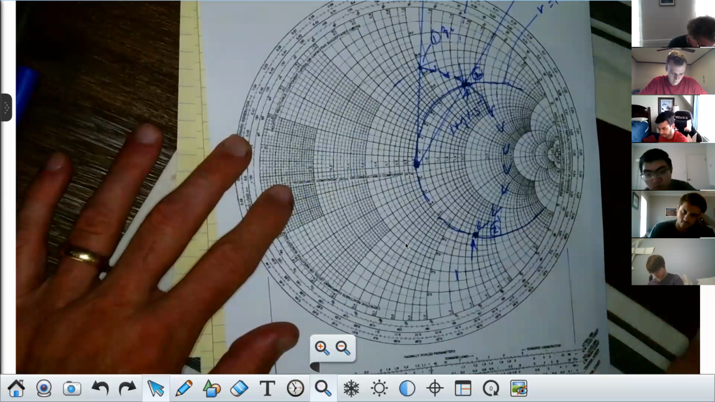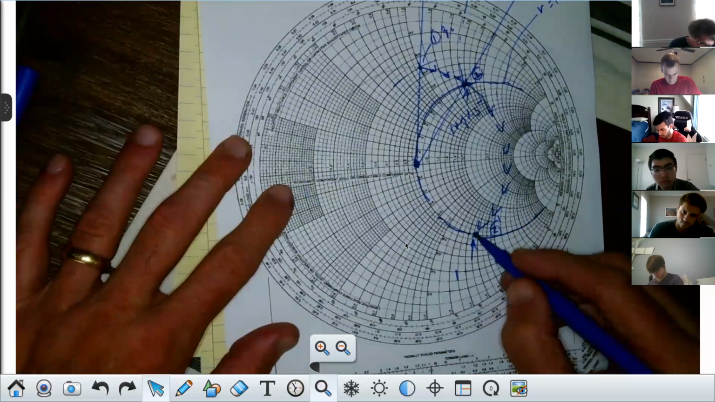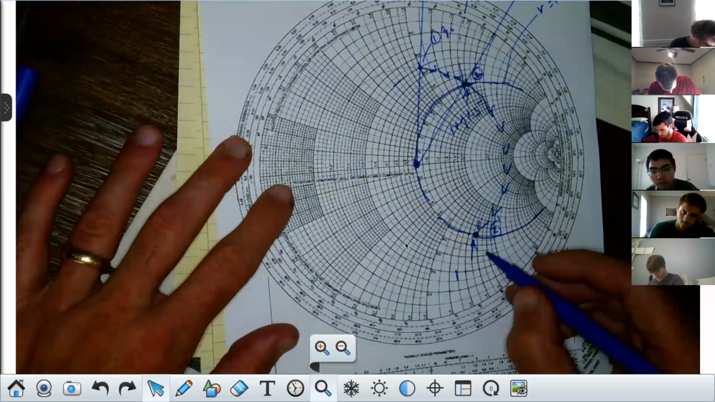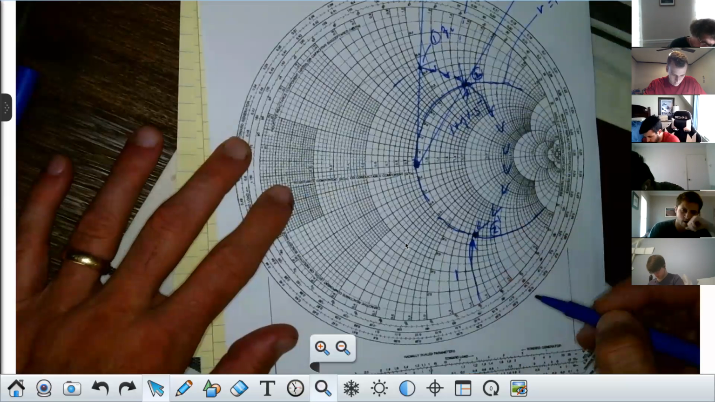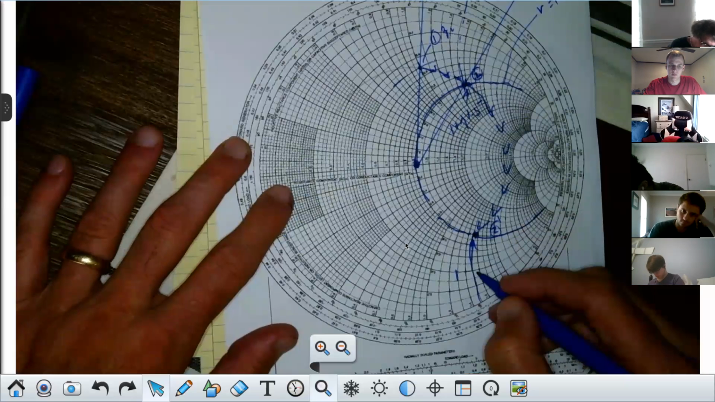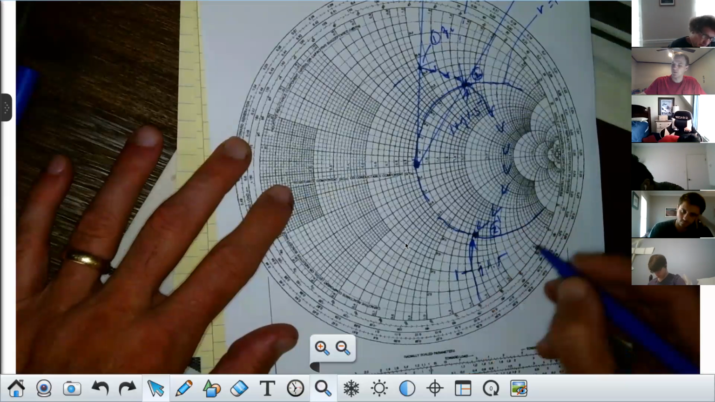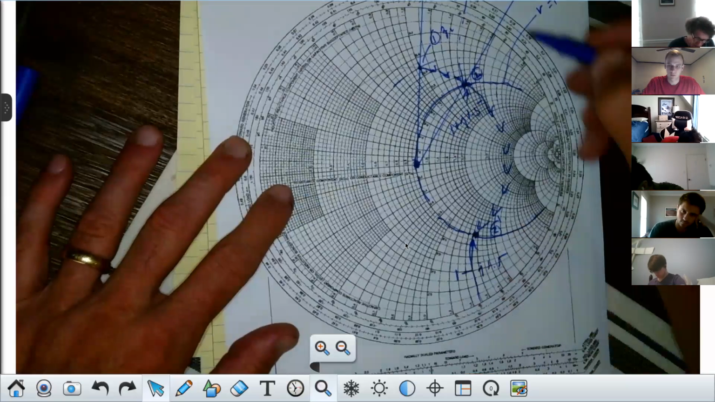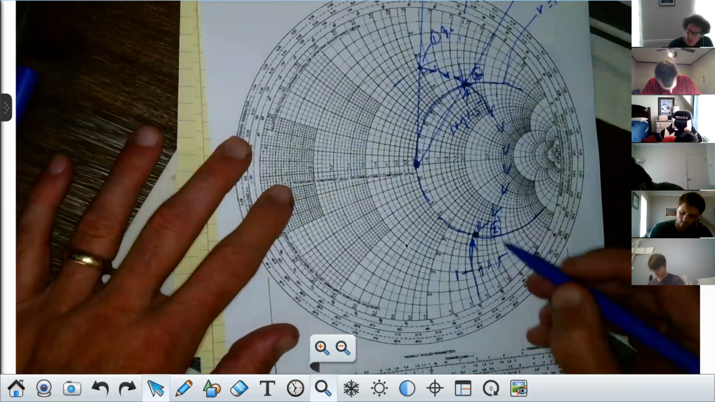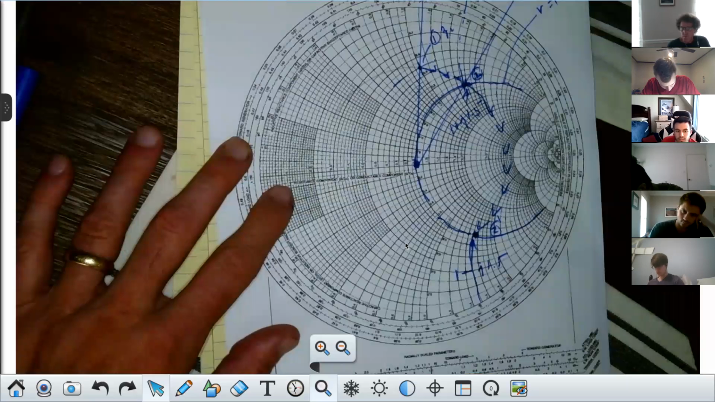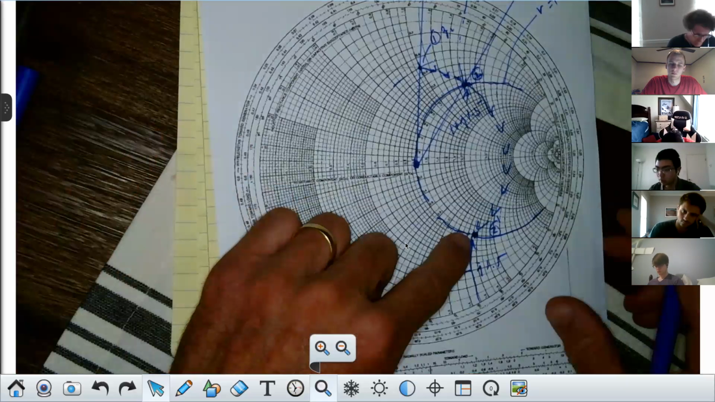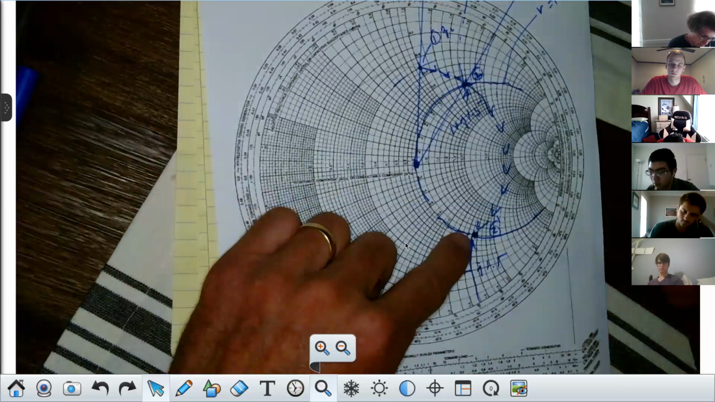Now, that point right there will have a real value of 1, but what's the imaginary value? It'll be minus j1.5. If it was plus j1.5 here, when it hits this point, it'll be minus j1.5. Are you with me? Now, if I wanted to get rid of that impedance, I wouldn't move this distance, I would move this distance.